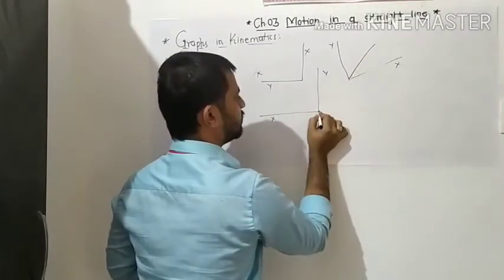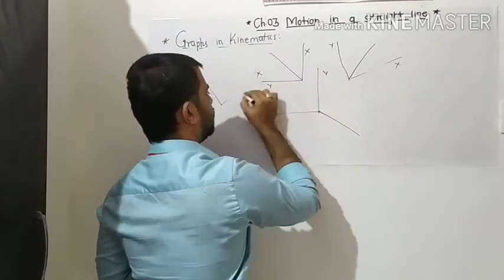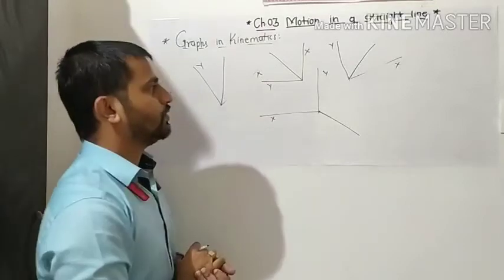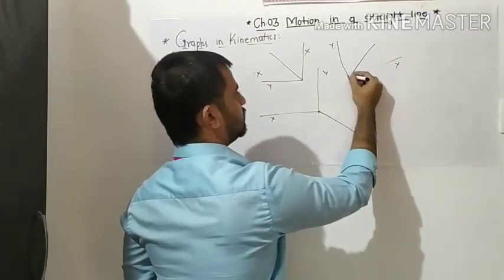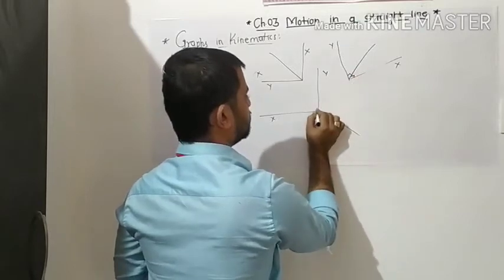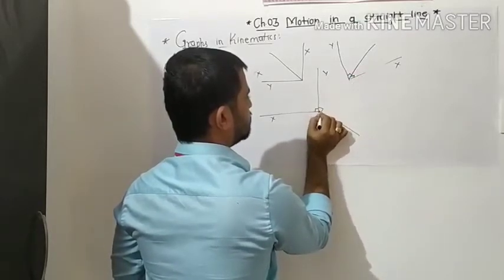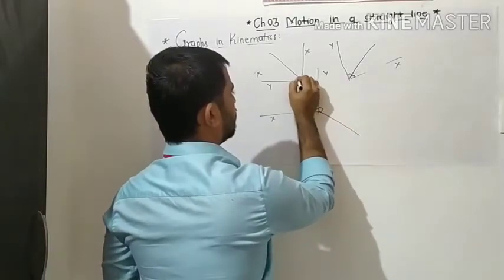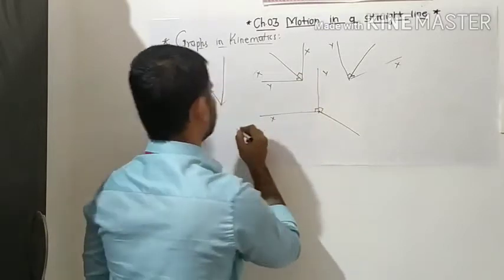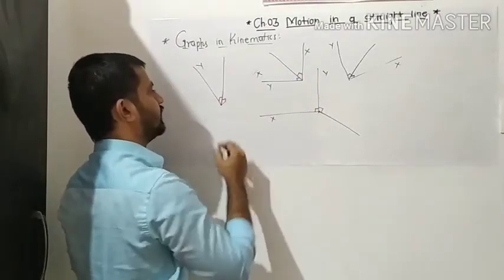If you draw this plane, in this plane this is 90 degrees, in each of these planes this is 90 degrees. Here it is 90 degrees, and again here it is 90 degrees.